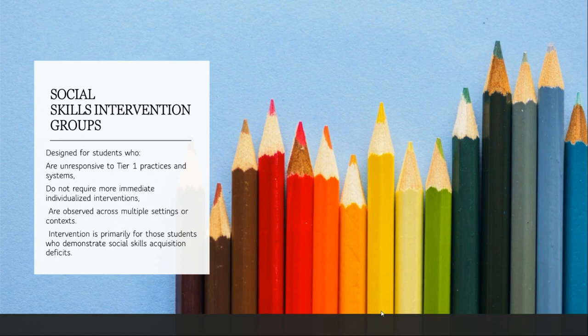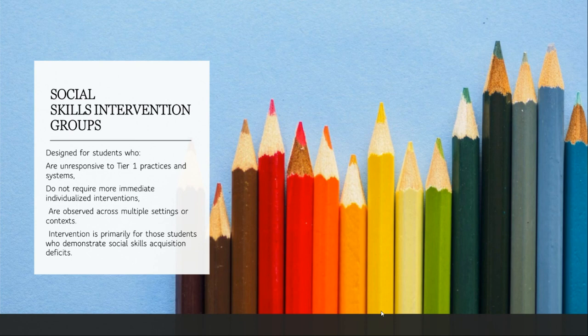So, social skills intervention groups are designed for students who are, first and foremost, not responsive to those Tier 1 school-wide universal systems and supports that are in place and are being implemented with fidelity. And I emphasize being implemented with fidelity because before embarking on any Tier 2 PBIS implementation planning, the team needs to really understand how well those Tier 1 universal supports that have been put in place by the Tier 1 team are being implemented, and if they're being implemented school-wide and with fidelity.